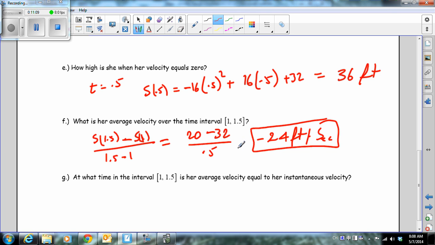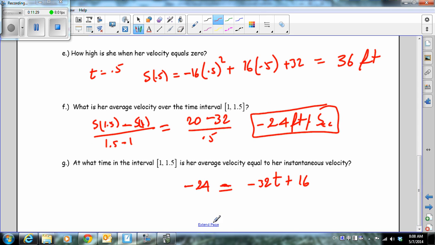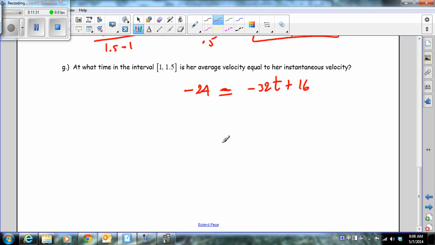At what time in the interval 1 to 1.5 is her average velocity equal to her instantaneous velocity? Well, I'm trying to figure out when negative 24 feet per second is the same thing as negative 32t plus 16. From here, you can solve it by hand. And if you solve this by hand, you will end up with t is equal to 1.25 seconds.